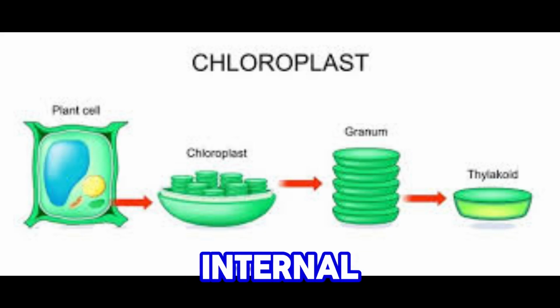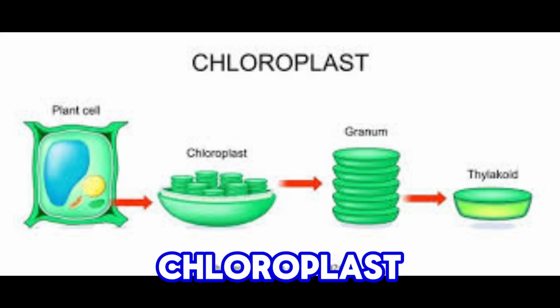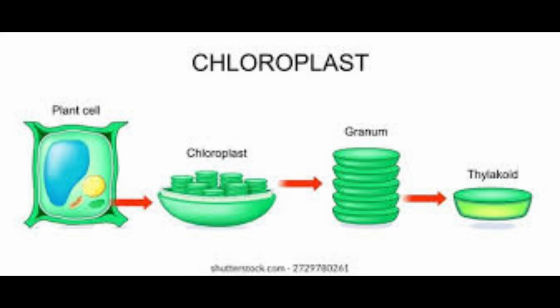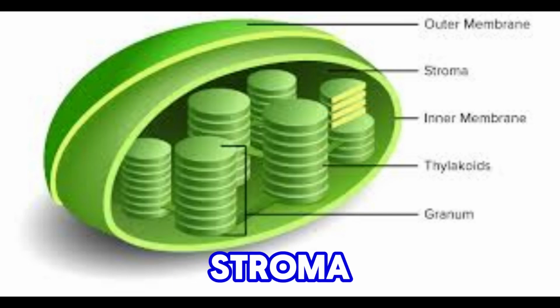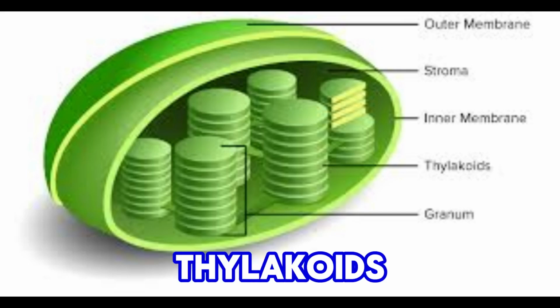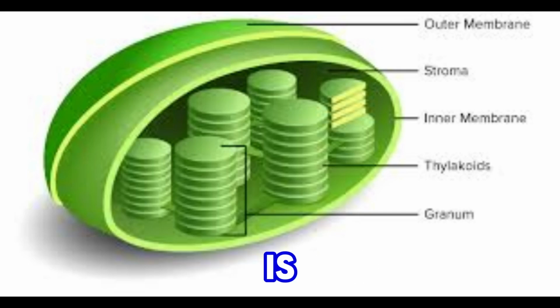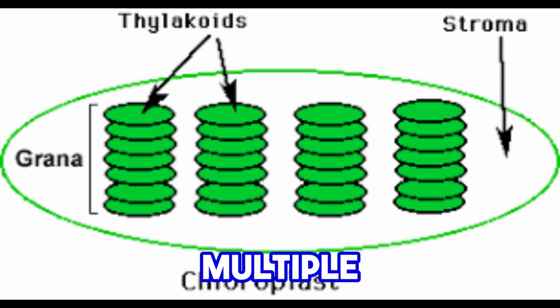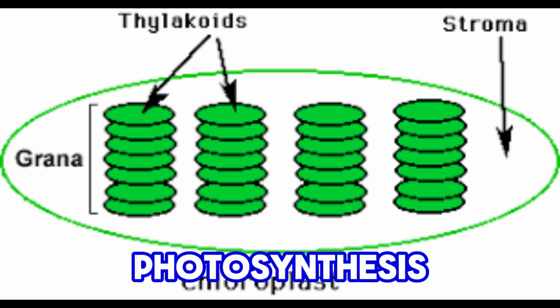But the chloroplast isn't an empty green bubble. It has an incredible internal organization. Let's open it up. The chloroplast. A chloroplast has an outer membrane and an inner membrane. Inside is a fluid-filled region called the stroma. And floating within the stroma are stacks of flattened membrane sacs called thylakoids. A stack of thylakoids is called a granum. Multiple stacks are called grana. A thylakoid is one flattened disc. A granum is a stack of discs. Grana are multiple stacks. And these structures aren't arranged randomly. They are organized to carry out different parts of photosynthesis.